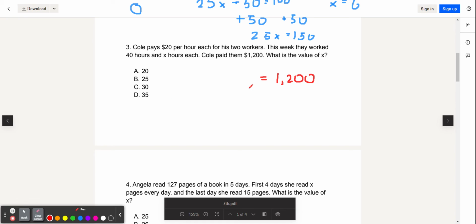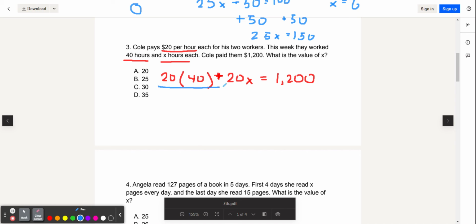Now, what are the parts? Well, we can see that he pays them $20 per hour, so we just need to find some hours. And what would you know? There's 2 workers here. One is 20 times 40 hours, and the other worker must have worked 20 times X hours. So we don't know how much the second person worked. But we know how much the first person worked, and we know Cole pays $20 per hour, and he paid $1,200 in total. So we could multiply this out to get 800, subtract 800 from both sides and divide by 20, which would be perfectly fine and you would get the correct answer.